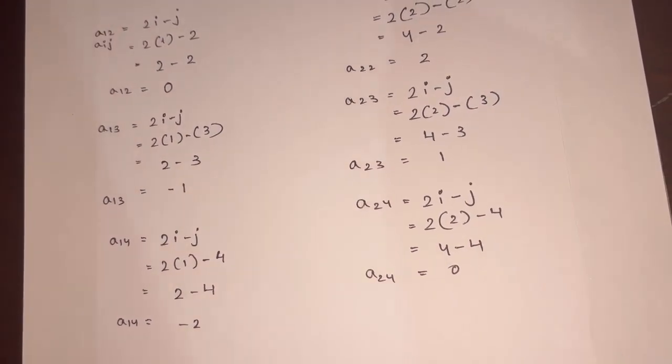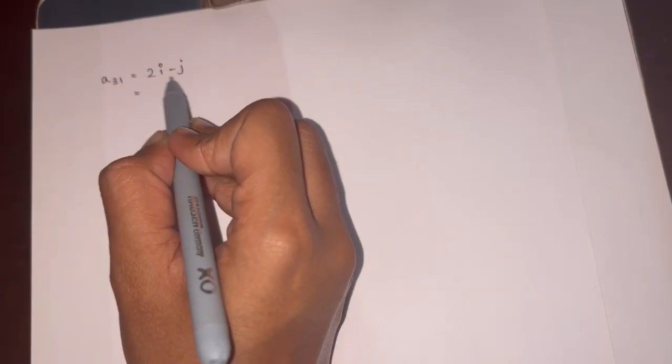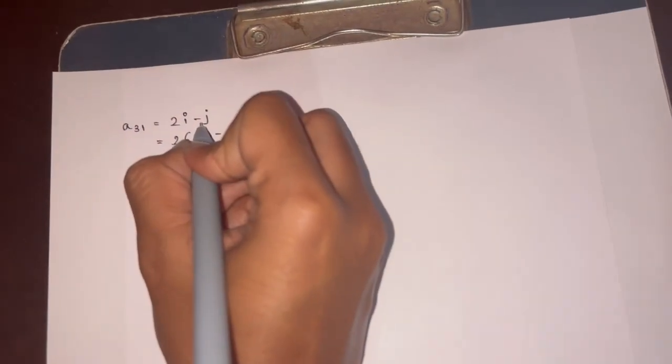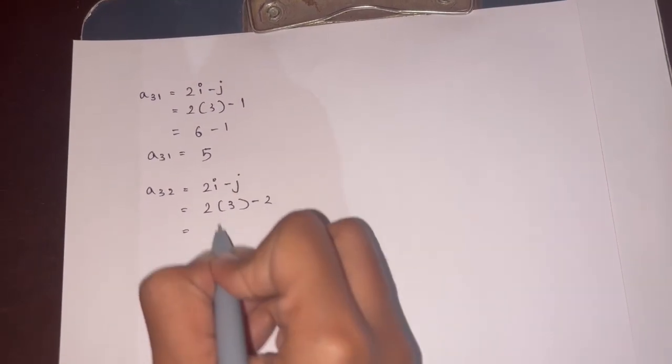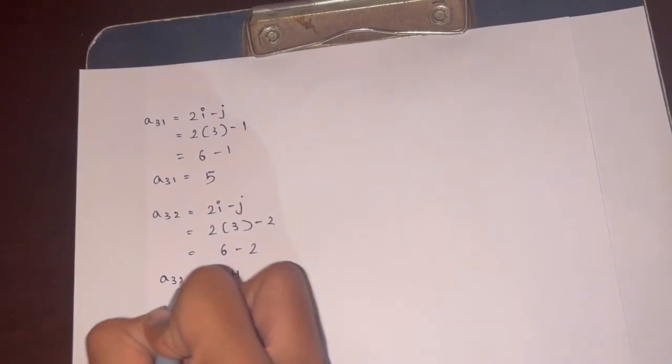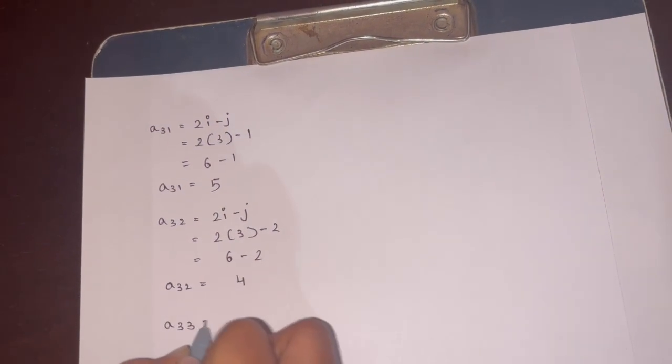So A24 is 0. A31, writing down the question, 2i minus j. So here in place of i there will be 3 and in place of j there will be 1. 2 3s are 6, minus 1. 6 minus 1 is 5. So A31 is 5. Then A32. 2i minus j. In place of i there will be 3 and in place of j there will be 2. So 2 3s are 6, minus 2. 6 minus 2 is 4. A32 is 4.